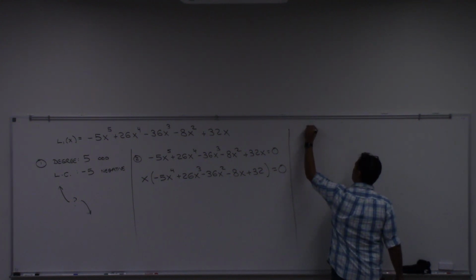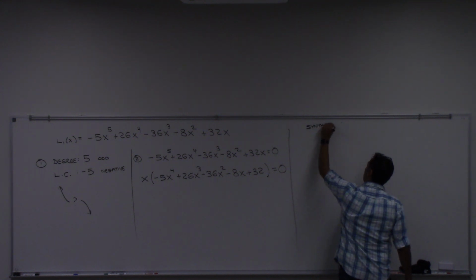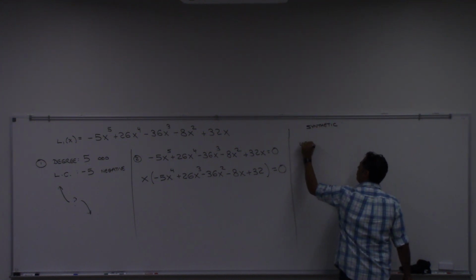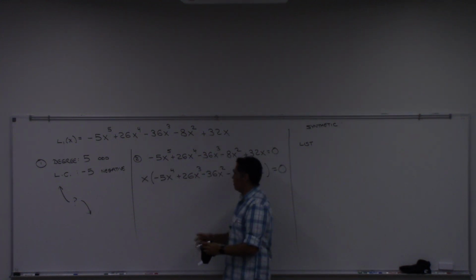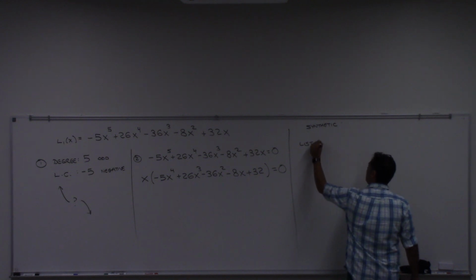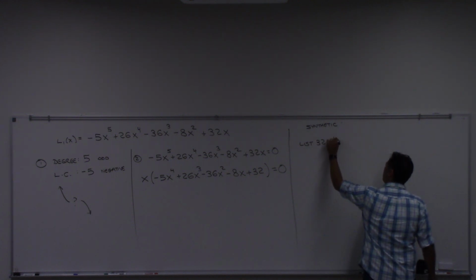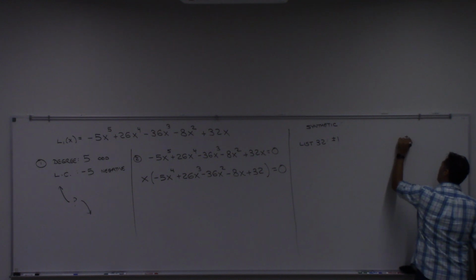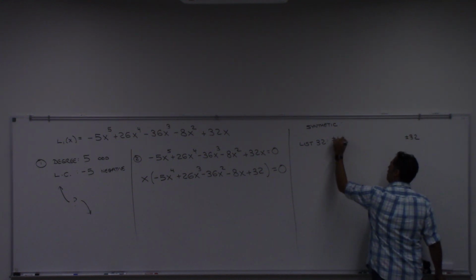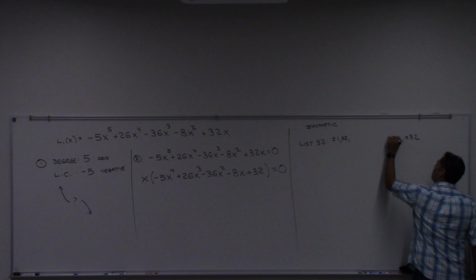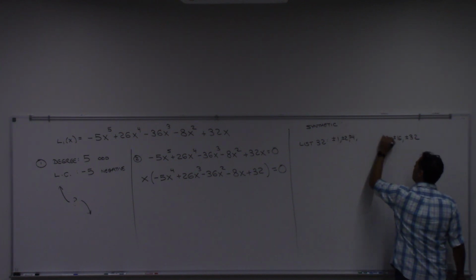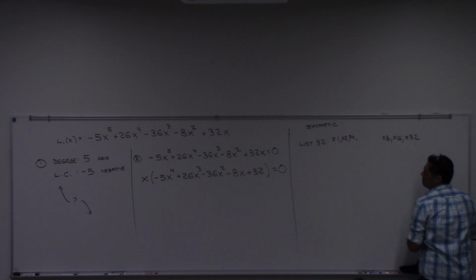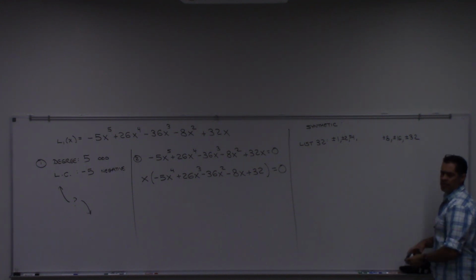I'm getting ready to do my synthetic, right? But I've got to get my list. So my list first comes from the number in the back. And remember, I'm not looking at this x, just what's in that parentheses. So the number in the back is 32. All the factors of 32: 1 and 32, 2 and 16, 4 and 8. That's it.